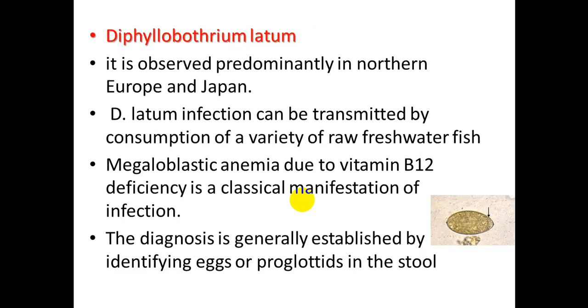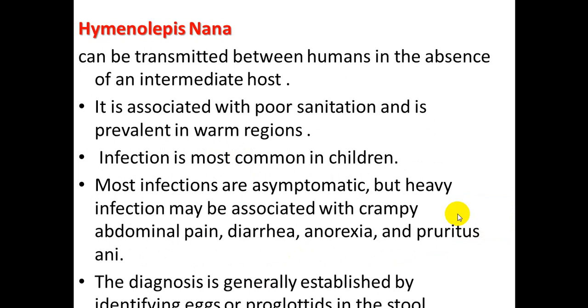Diphyllobothrium latum is observed predominantly in North Europe and Japan. The latum infection is transmitted by consumption of raw fish, freshwater fish. Megaloblastic anemia due to vitamin B12 deficiency is a classical manifestation, in which the patient presents with pancytopenia, atrophic glossitis, and even, if it is long-standing, can present with neurological manifestations such as subacute combined degeneration of the spinal cord and even ataxia. The diagnosis is generally established by identifying the eggs or proglottids in the stool, so diagnosis is easy.